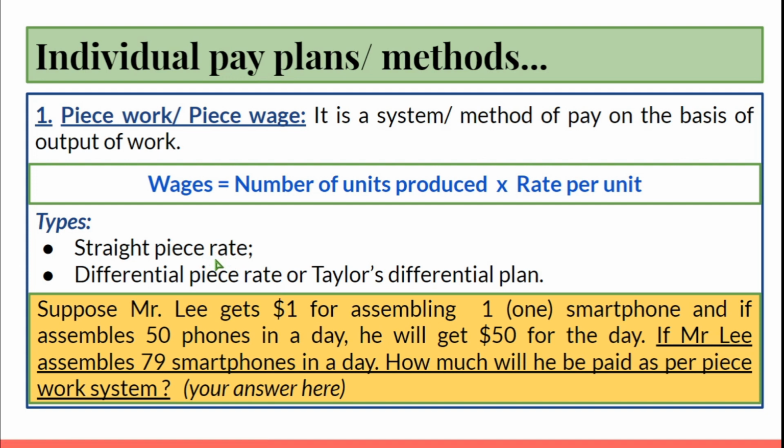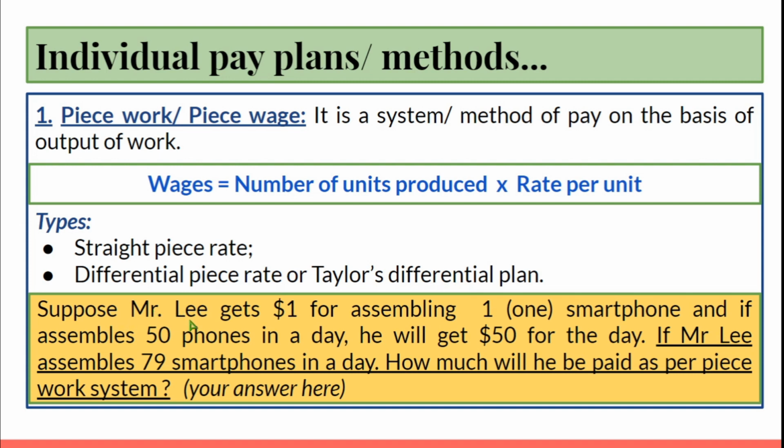It is the oldest and the most common method of payment. In 1906, F.W. Taylor introduced a differential piece rate system under which two different wage rates are prescribed, that is higher rates and lower rates. Higher wage rates are meant for efficient workers and lower rates are meant for inefficient workers. Alright, let's take an example.